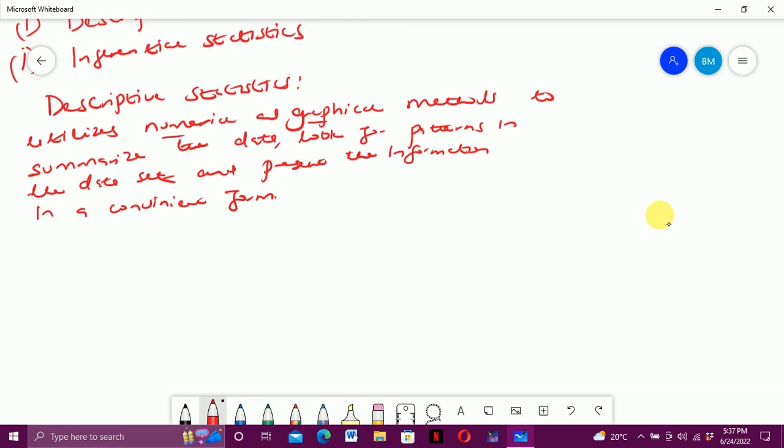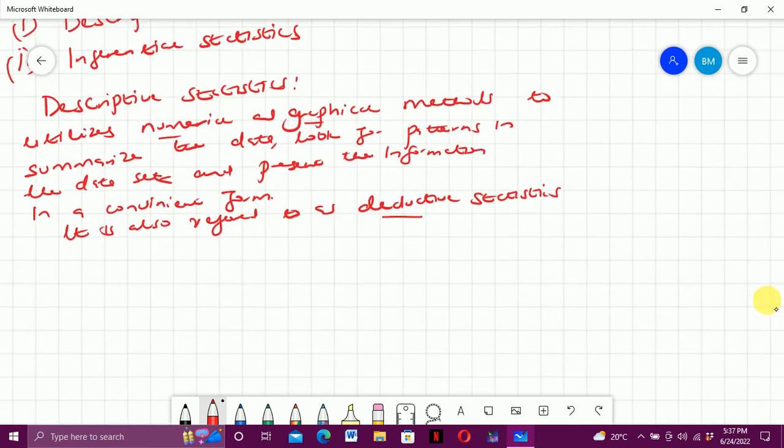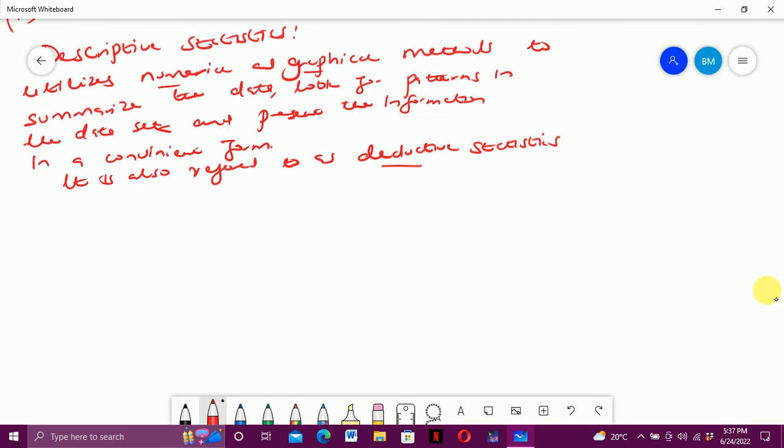Now, descriptive statistics is also referred to as deductive statistics, from the word deduce. So descriptive statistics is also called deductive statistics. Then we have inferential statistics.